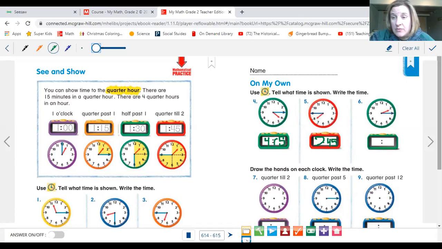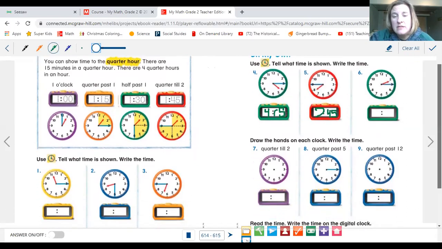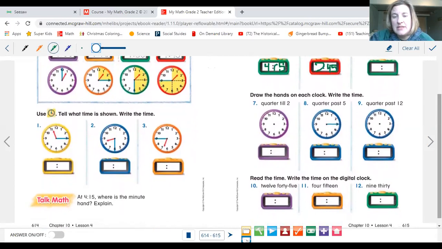You can do number 6. Remember, you can always pause the video. 7, 8, and 9. So if we look at 7, 8, and 9, it says draw hands on each clock, write the time. 1/4 till 2. Okay, so 1/4 till 2.